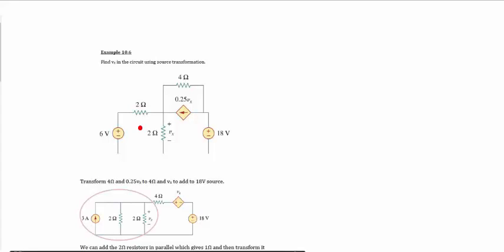First of all, you can see that this is in series with the supply. This is a voltage source, so you can change it into a current source in parallel with the resistor. That is what is being done here. So you get 3 amps as your current, and the 2 ohm resistor is in parallel with it.